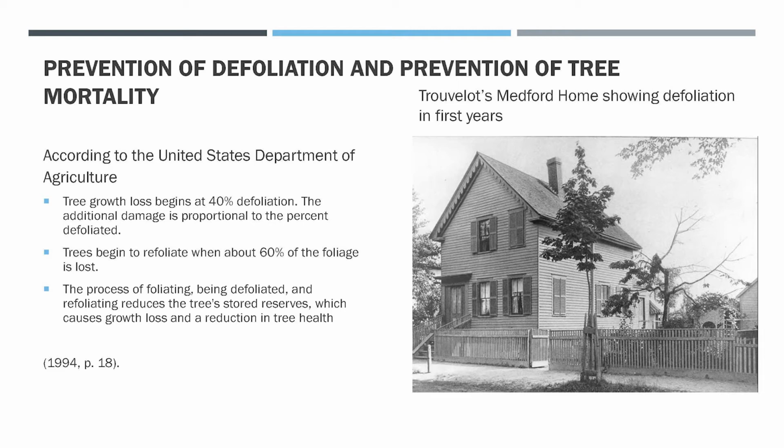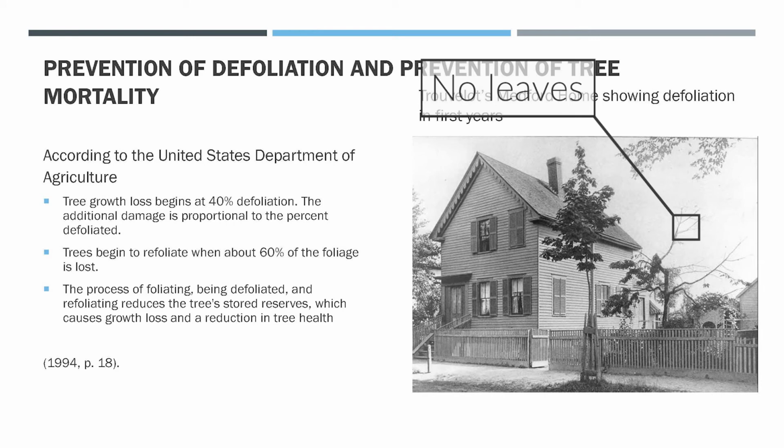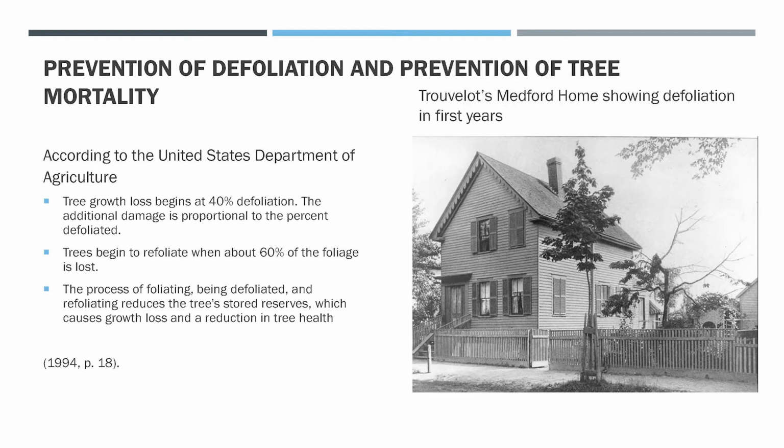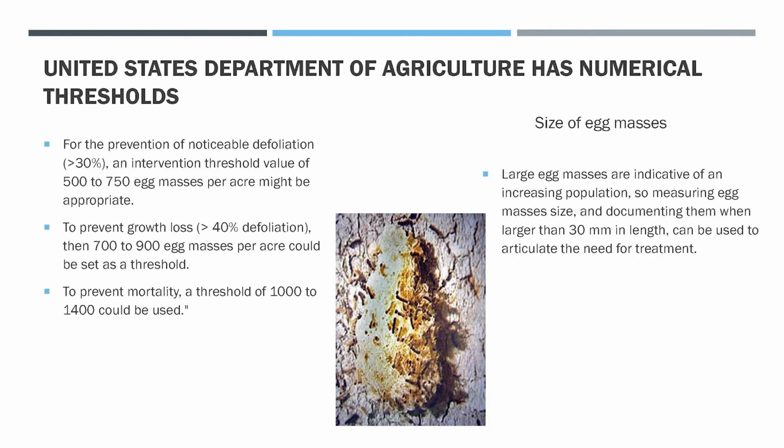The photo on the right is Trouveau's Medford home, and it shows defoliation in the first couple of years the moth was introduced. According to the United States Department of Agriculture, tree growth loss begins at 40% defoliation. Additional damage is proportional to percent defoliated. Trees begin to refoliate when about 60% of their foliage is lost. Here are the United States Department of Agriculture numerical thresholds for treating gypsy moth.